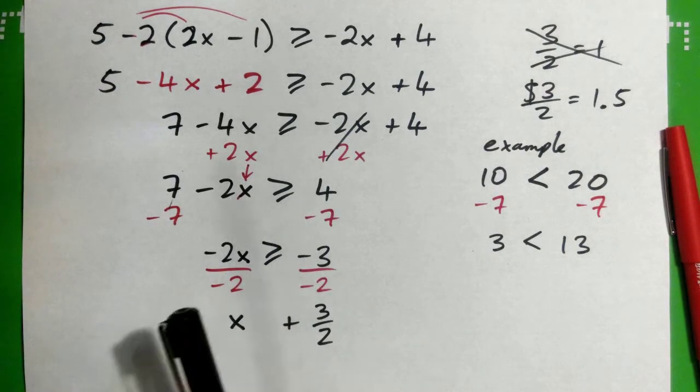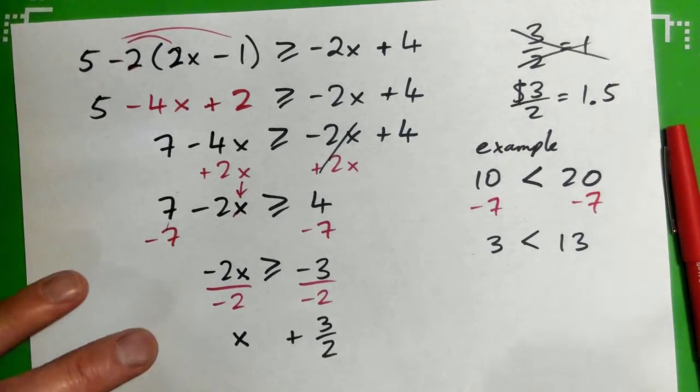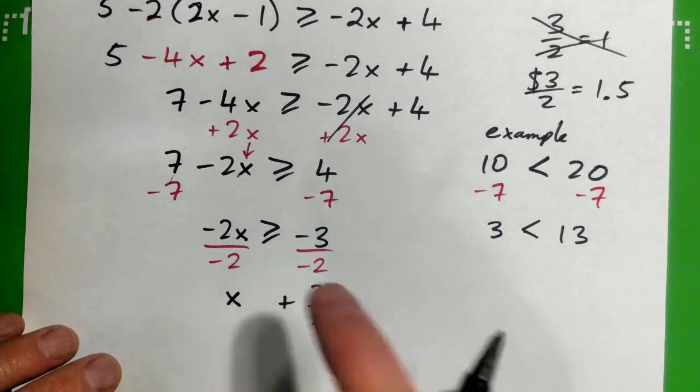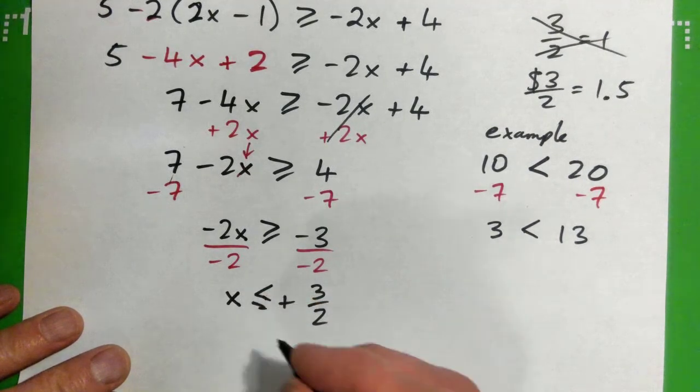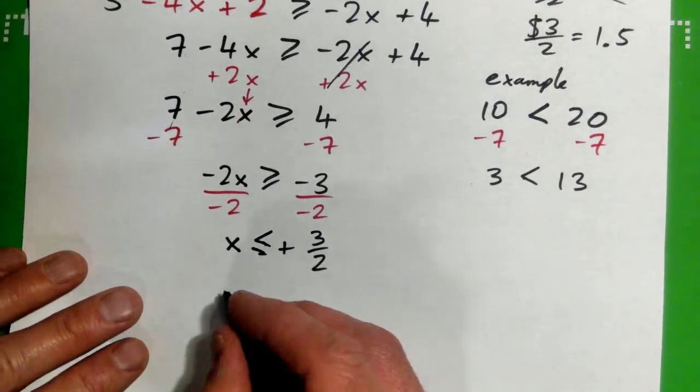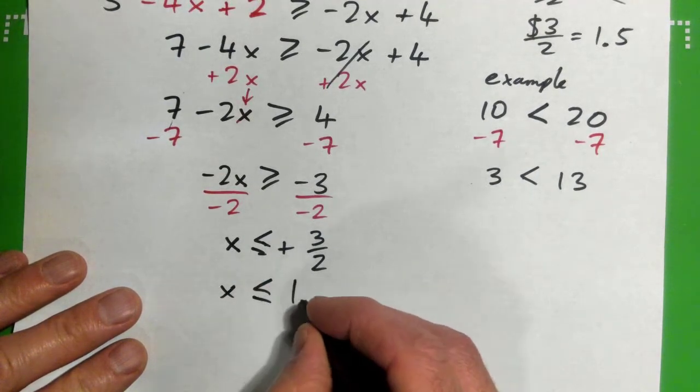So we divided both sides by a negative. What do we do with the inequality? Yep, there you go. X less than or equal to 3 over 2, right? Or x less than or equal to 1.5. Either way, right?